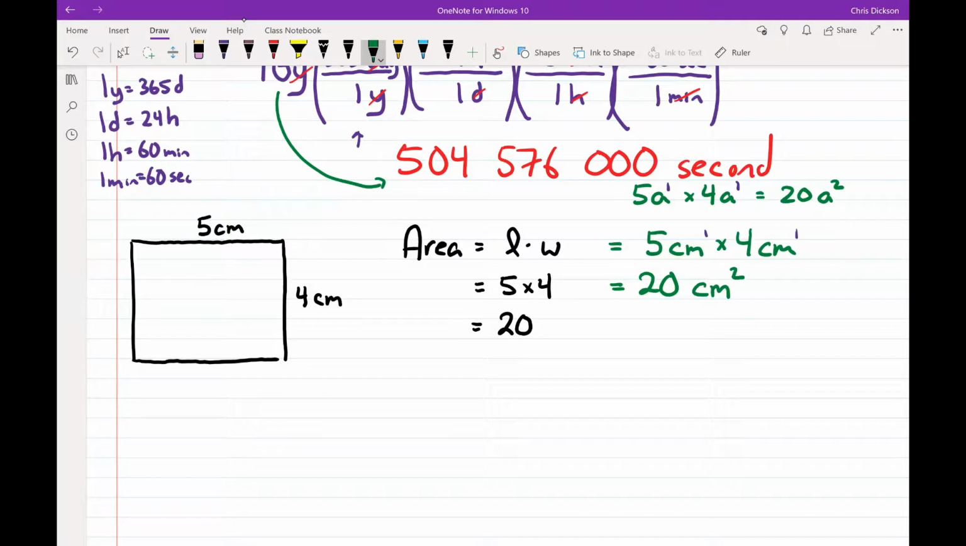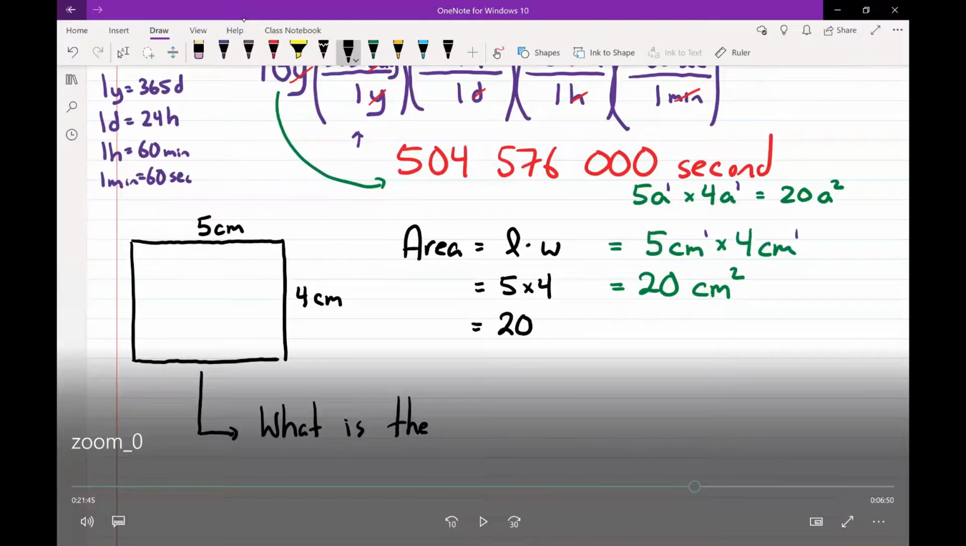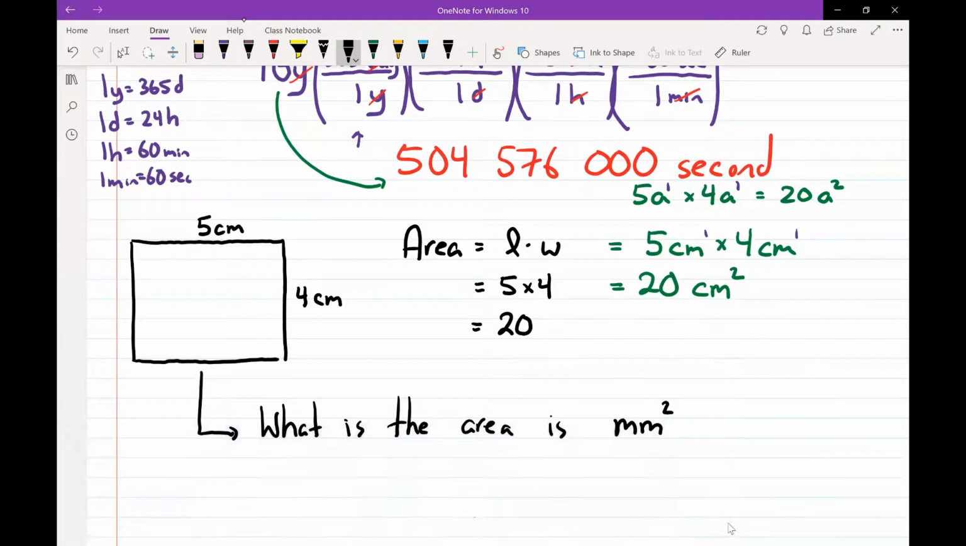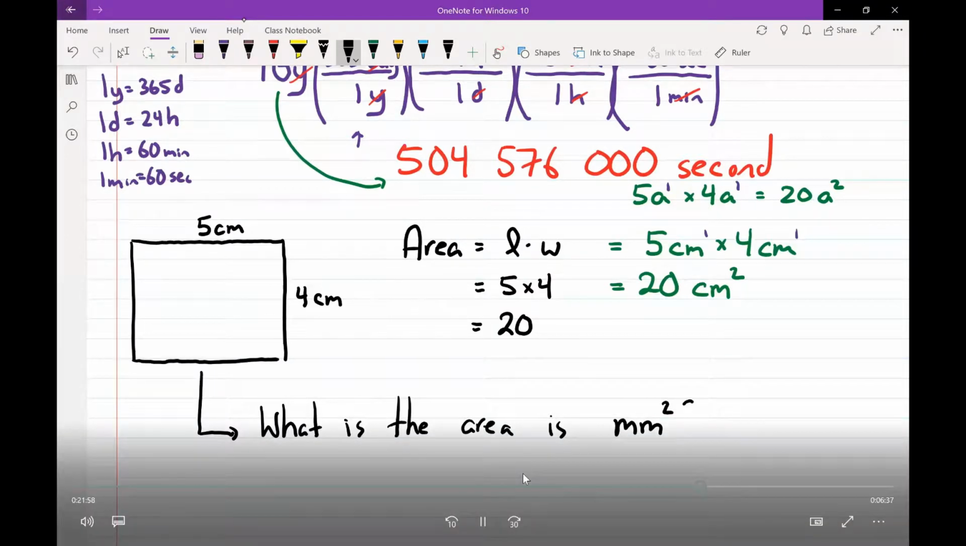Okay, so let's do a slightly different question. We'll keep the work there. Sorry, guys, I had a little technical problem there with the audio. It kind of went crazy on me. So let's just start playing here. Okay, so the question is, what is the area in millimeters squared?